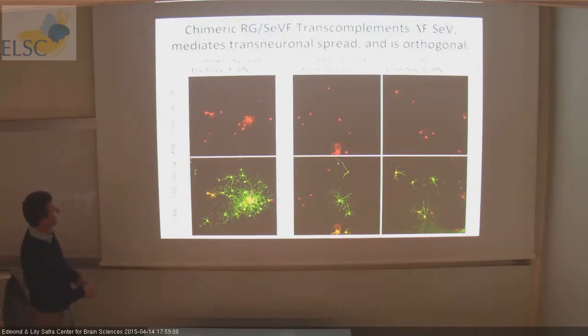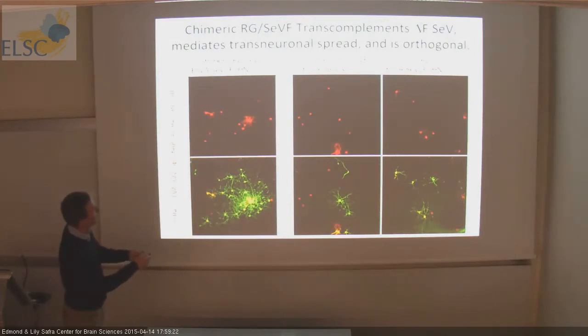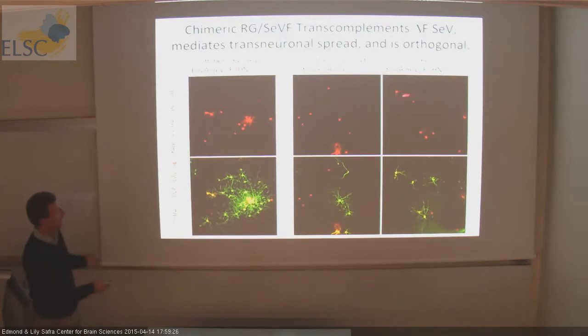So what you see here is that you only see the spread in this case and not in these two other cases. This is the case where we use the chimeric glycoprotein with the Sendai virus. Here, where we have the chimeric glycoprotein and rabies virus, there's no spread, so that works, it's orthogonal. And here, where we have rabies glycoprotein and Sendai virus, it also doesn't work. So these two systems are completely orthogonal to each other and work.